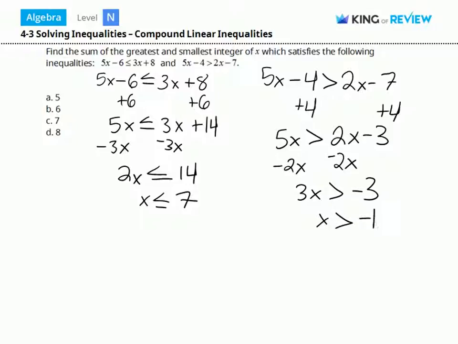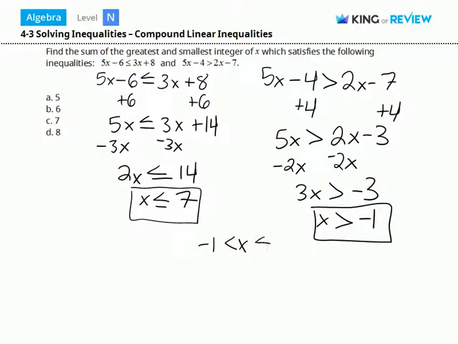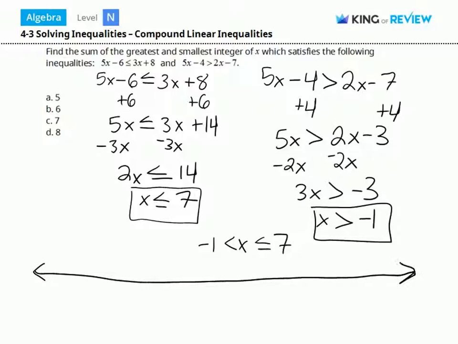So we have this inequality here and this inequality here. And when we put them together, we get negative 1 is less than x, and x is less than or equal to 7. So let's go ahead and graph this on a number line. I'm going to graph each inequality. So here's 0, here's negative 1, negative 2.